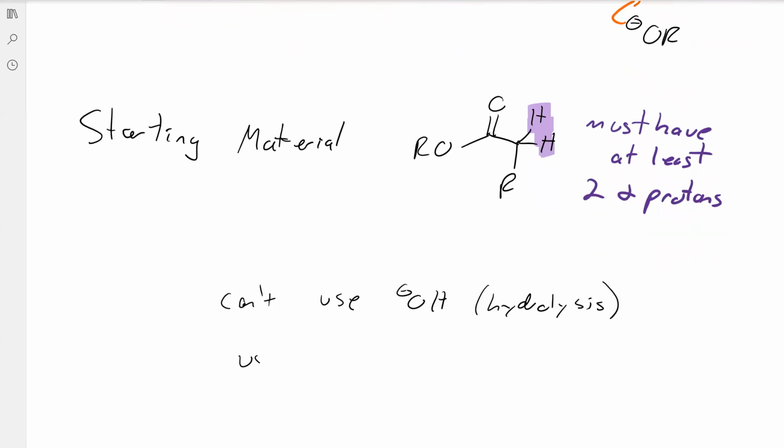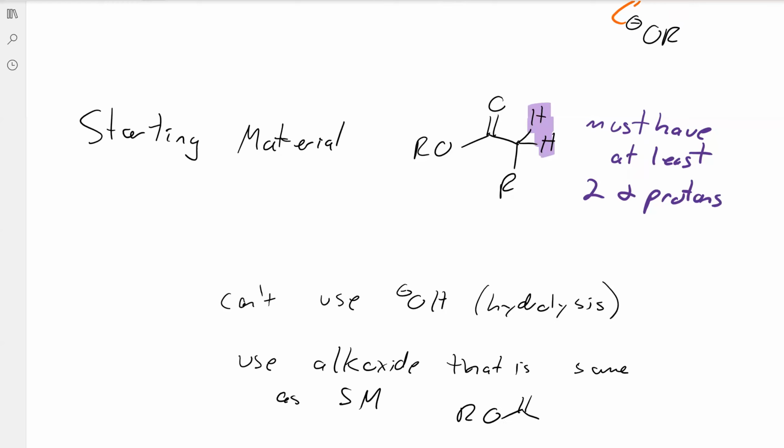And when you do use your alkoxide, generally you want to use the same one that you're using in your reaction. Same as the starting material, right? So if you're starting off with some kind of ester, whatever R this is, that's the RO minus that you're going to use.